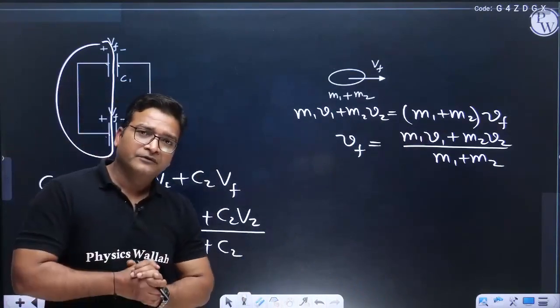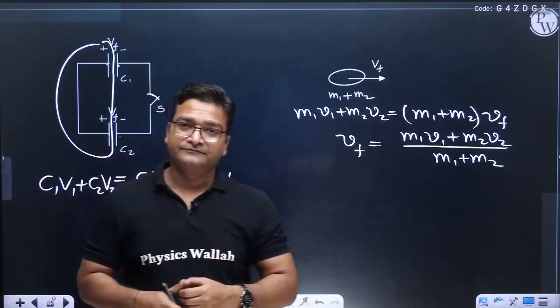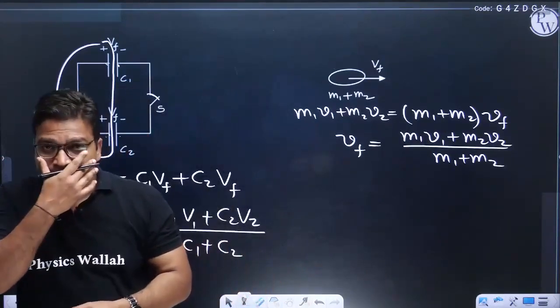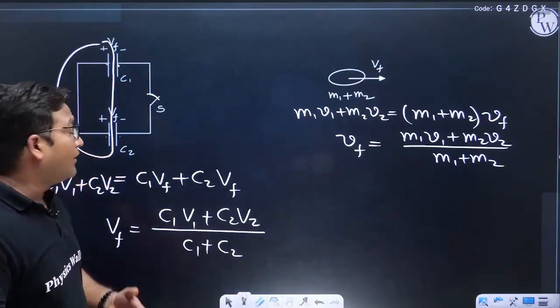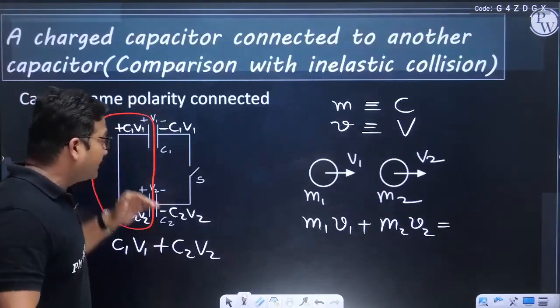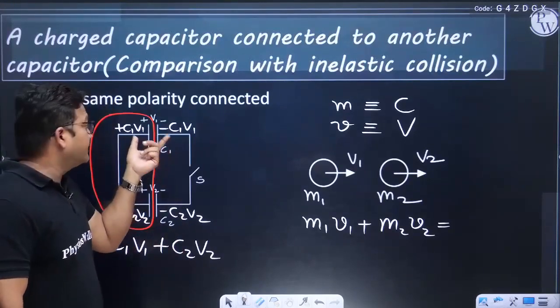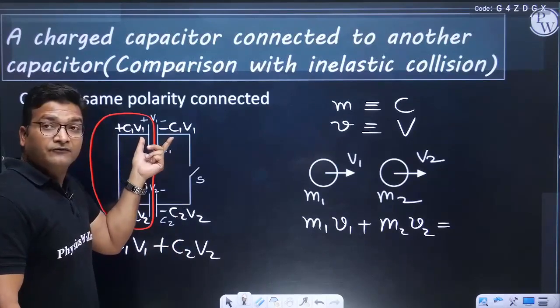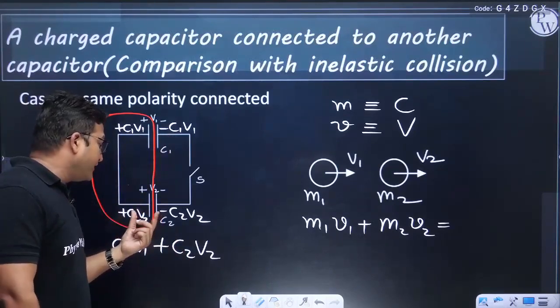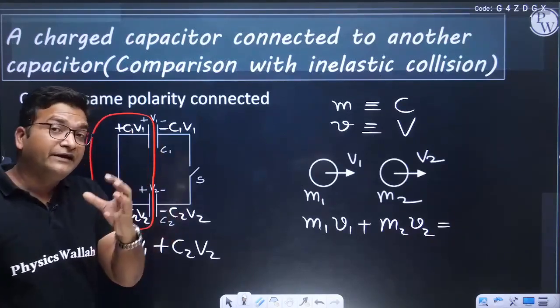But what if you are asked to find the heat loss or the loss of energy? For calculating the loss of energy, you will have to calculate the initial total energy. Let me just say it once. The energy stored here is half C1 V1 square. The energy stored here is half C2 V2 square. The sum will be the initial energy.